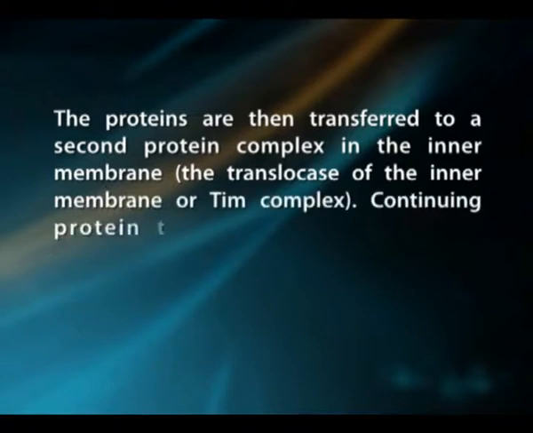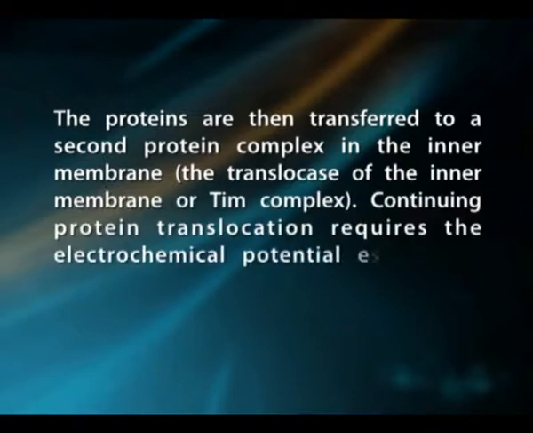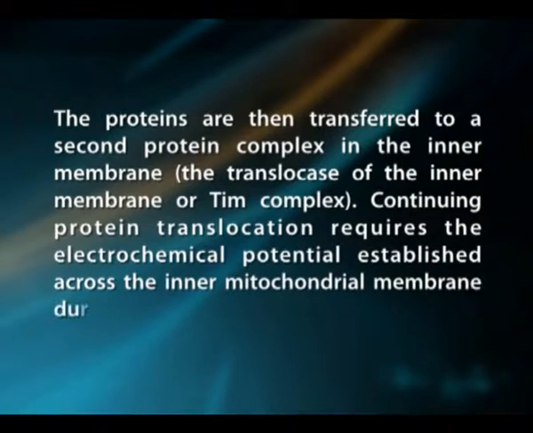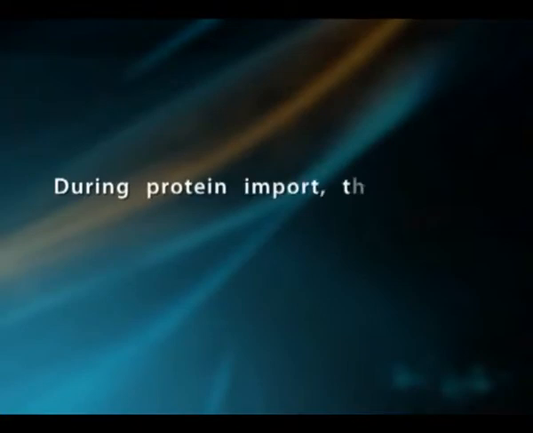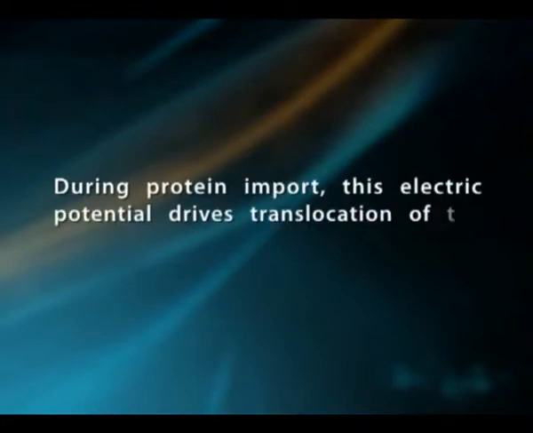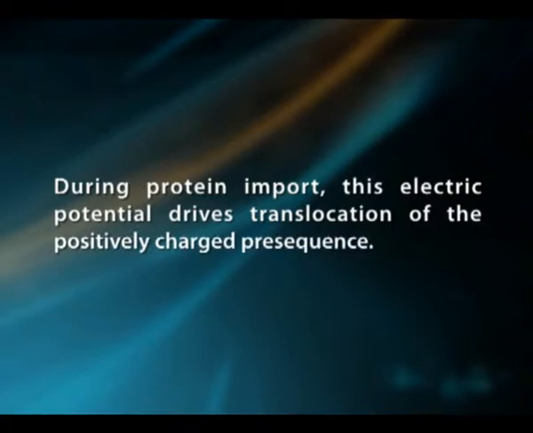Continuing protein translocation requires the electrochemical potential established across the inner mitochondrial membrane during electron transport. The transfer of high energy electrons from NADH and FADH2 to molecular oxygen is coupled to the transfer of protons from the mitochondrial matrix to the intermembrane space. Since protons are charged particles, this transfer establishes an electric potential across the inner membrane, with the matrix being negative. During protein import, this electric potential drives translocation of the positively charged pre-sequence.